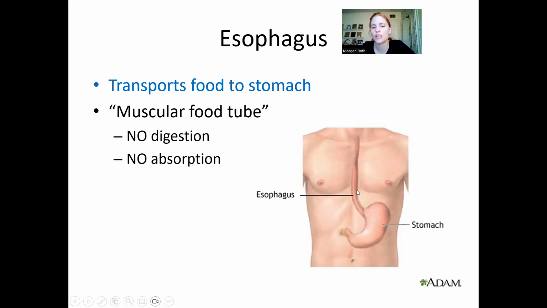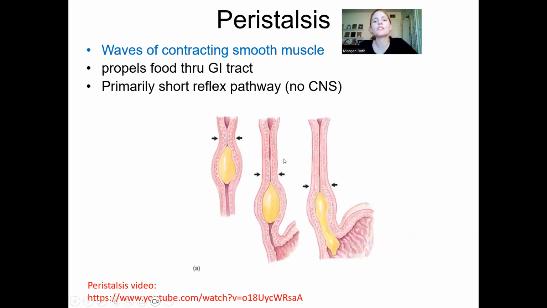Okay, so the esophagus is just a muscular tube. It is lined with stratified squamous epithelium, which is the same stuff that makes up your skin, so it's not good for absorption or secretion. So no digestion occurs in the esophagus and no absorption occurs. It's just moving the food along. And now we're going to see our first example of peristalsis. Peristalsis refers to rhythmic contractions of smooth muscle in order to move the food along through the digestive system. So this occurs not just in the esophagus, but throughout the remaining regions of the digestive system.